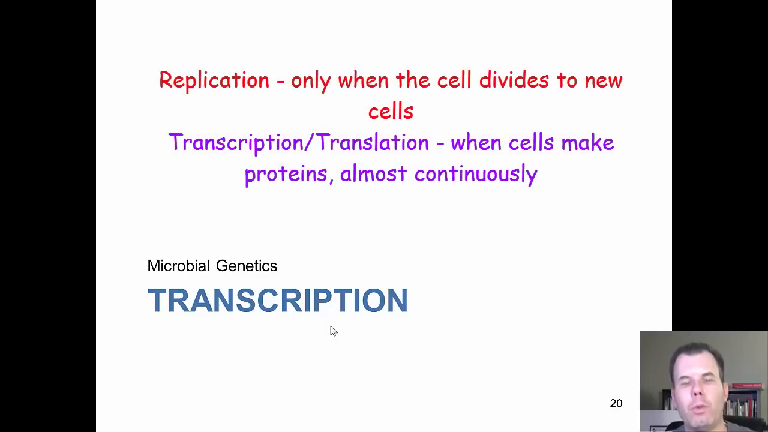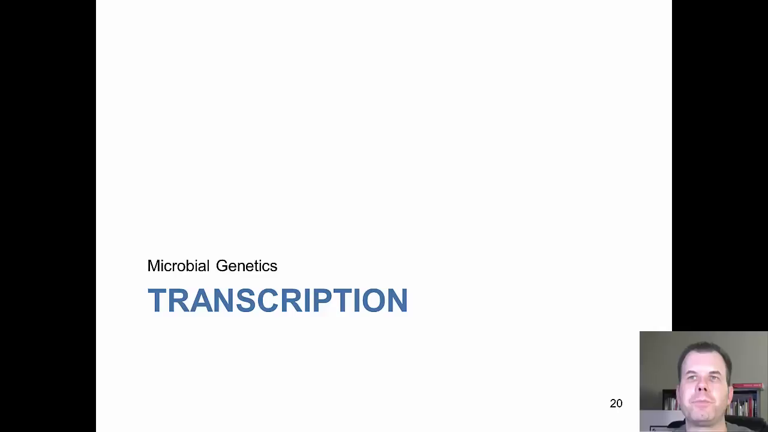Replication is only going to happen when you want to divide the cells, where transcription is going to take place over and over and over again, because you need proteins in order for your cells to survive. You need to make enzymes, you need to make some proteins for structure, you might need them for support, you might need them for building. You never know what you're going to need those proteins for. And so that's why transcription will take place all the time. So that's one of the big differences between these things.